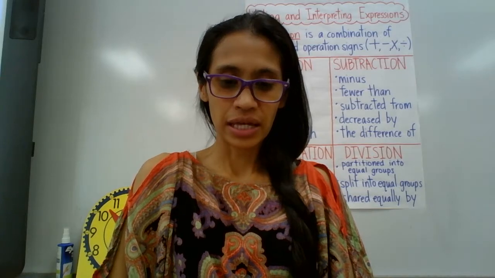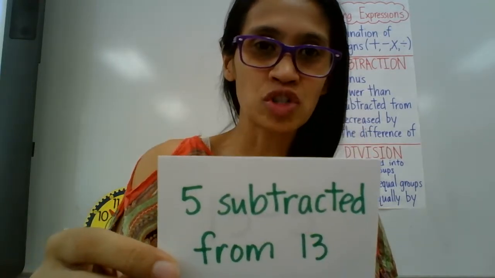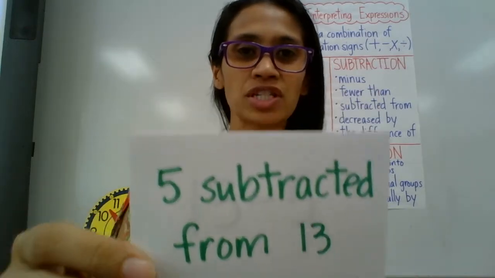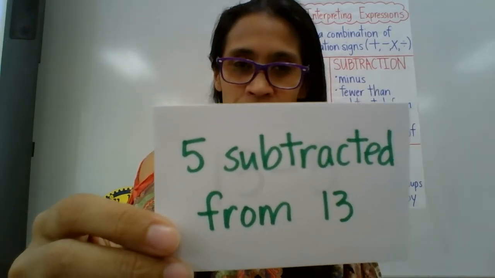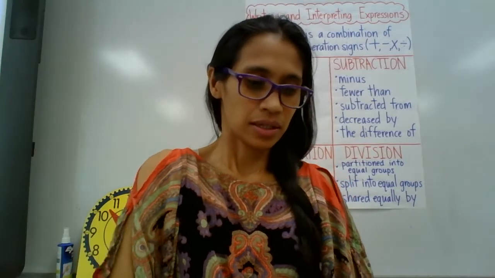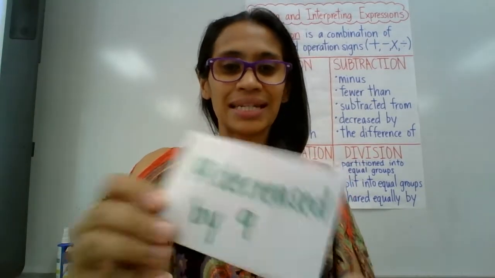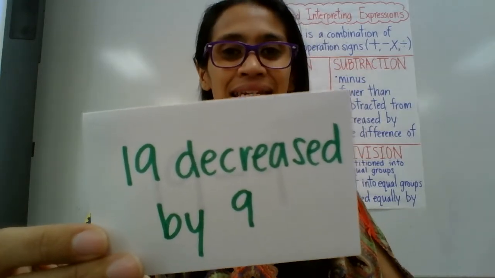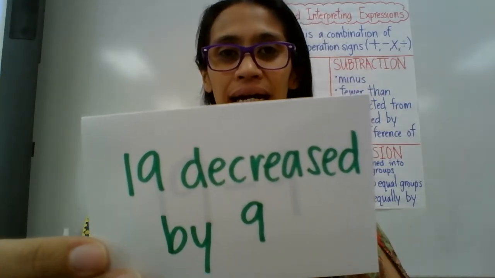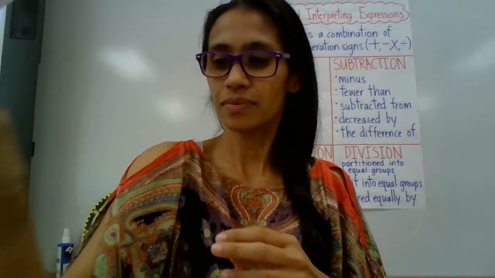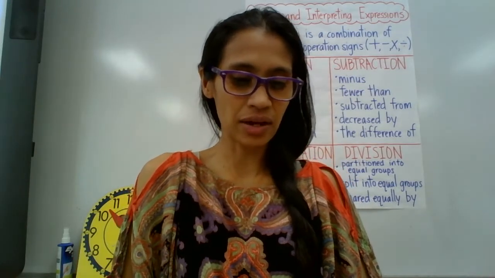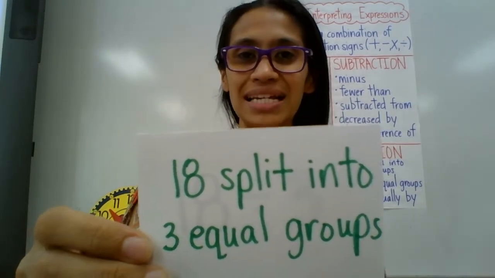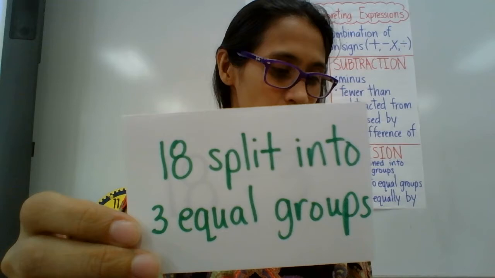Next, we have 5 subtracted from 13. You ready for the next one? 19 decreased by 9. All right, next we have 18 split into 3 equal groups.